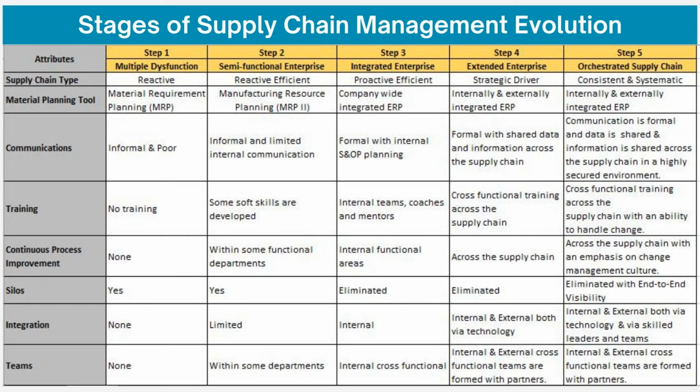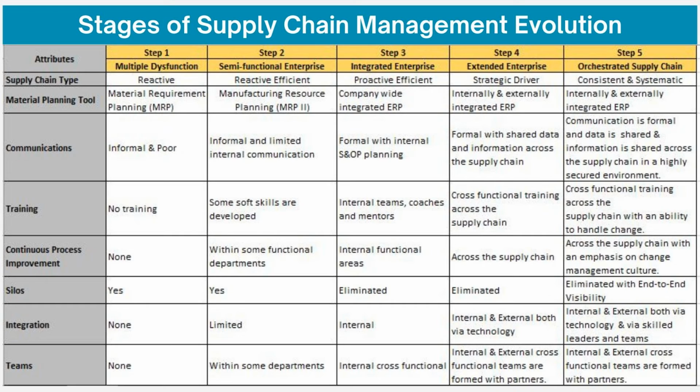Let's see how communication takes place in each of the stages. In multiple dysfunction, since the departments are not connected, the communication is informal and poor. In semi-functional enterprise, the communication still remains informal, but there is a limited internal communication. In integrated enterprise, there is formal communication with internal sales and operations planning because now the company is getting organized.